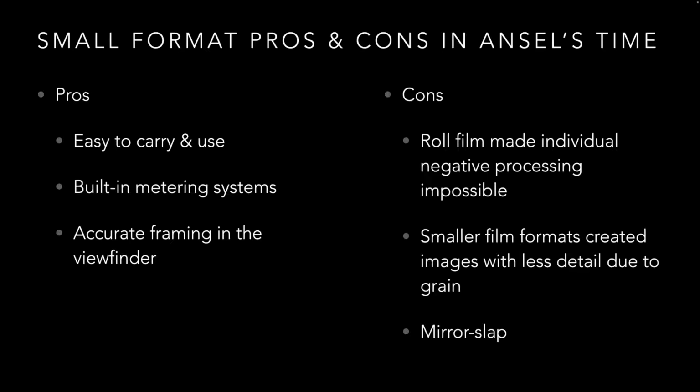Now, on the flip side, there were some things that he did not like about 35 millimeter cameras. The first thing, and this is an interesting point, is that when you had a roll of film, you had to process the entire roll of film, the negatives, at once using one developer setting, whatever that was. So you couldn't use developing times for each negative separately. You had the whole roll.